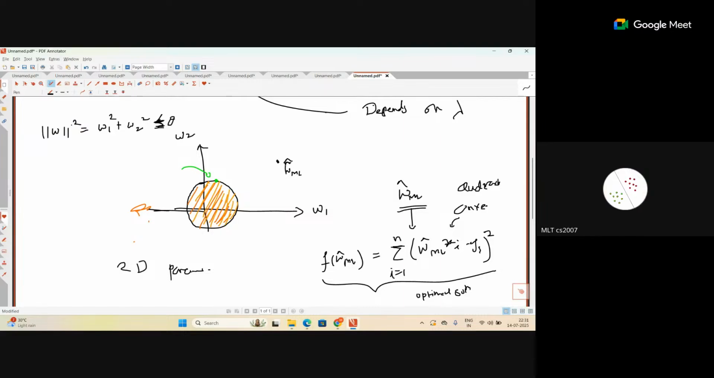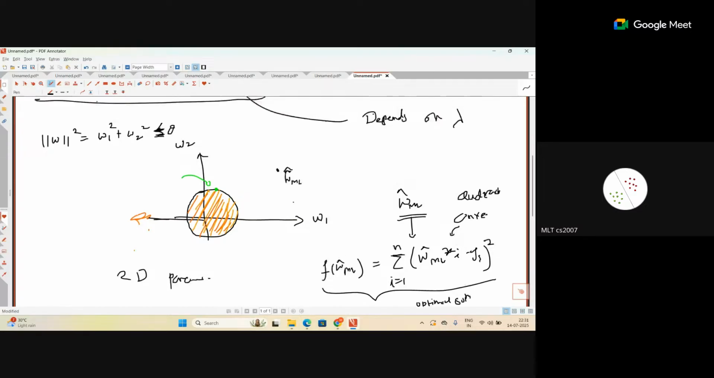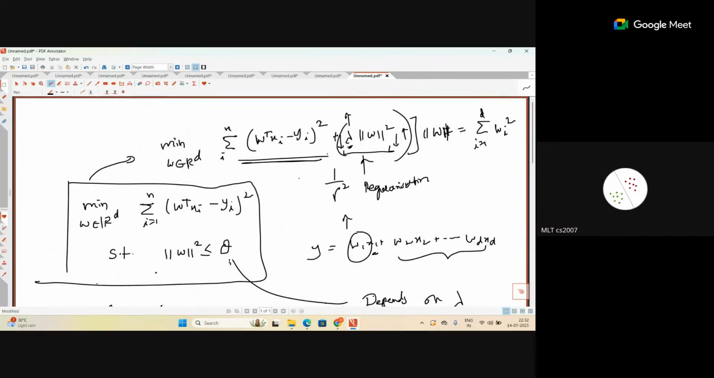Lasso regression is a special case of this. In lasso regression, instead of that prior, what we did for ridge regression was use a Gaussian prior. The prior we used for W was normal with mean 0 and variance gamma square. Then I get the ridge regression.